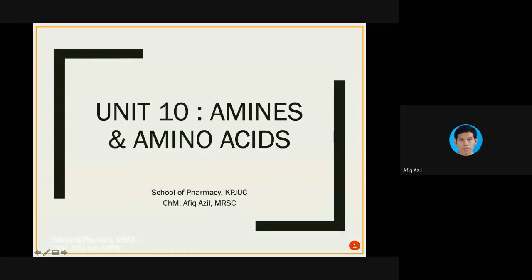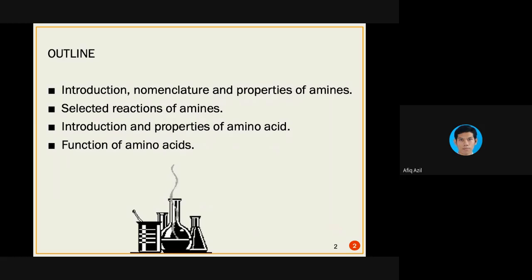Okay, so the last unit for the module will be on amines and amino acids. Amine is another example of functional groups as well, and amino acid will be an example of an essential organic compound that is needed in our body.